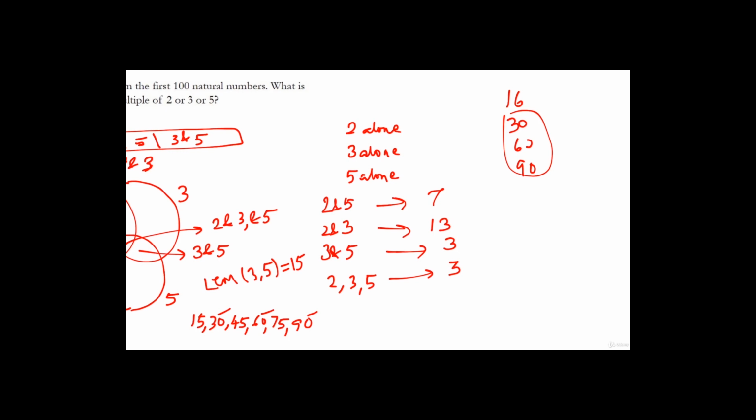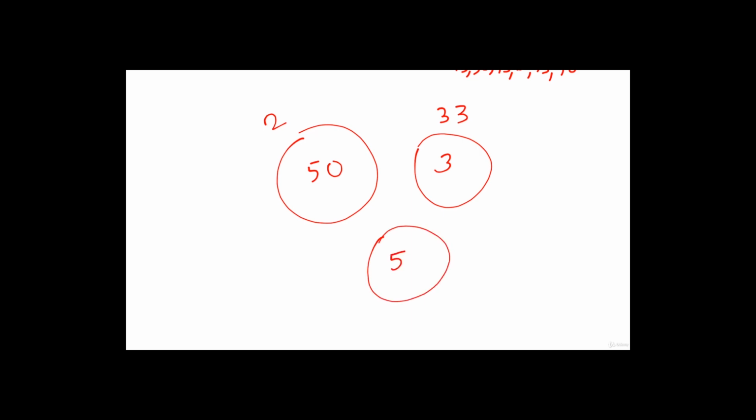Now 2 alone there are 50 numbers. 3 alone there are 33 numbers. 5 alone there are 20 numbers. Now among these, 2 alone is 50, 3 alone is 33 and 5 alone is 20.